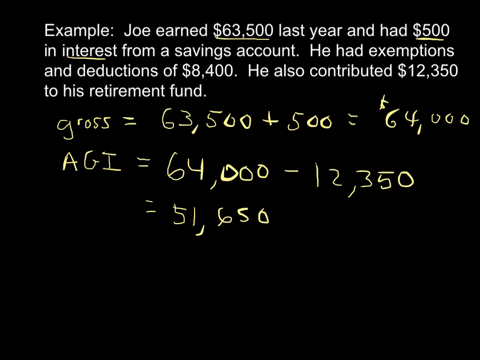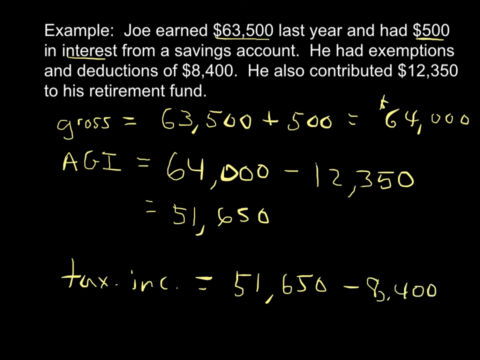And then when I get my taxable income, I will take my adjusted gross income and subtract off my deductions and exemptions. Now, I've put deductions and exemptions together here. You may find problems in the textbook where they've done them separately, but I've just added the two together, the $8,400 that I'm going to take off. And when I do that, I get $43,250. And that's my final answer.